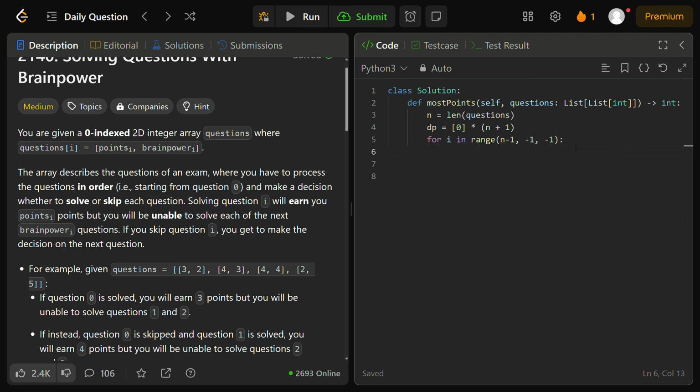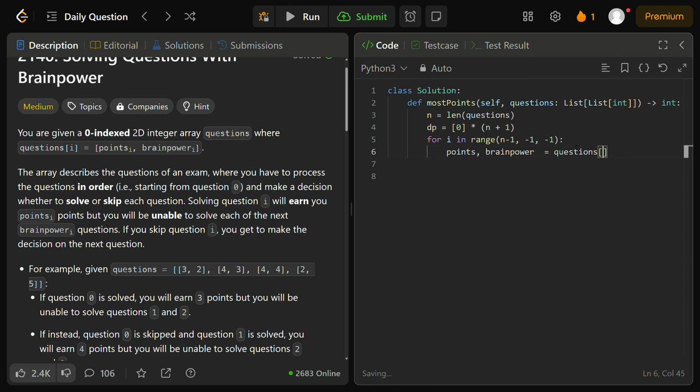Now, this is where we actually get the number of points and the number of indices we have to skip when we consider this index I. So the number of points and the brain power, in fact, I don't even need an underscore there, that's going to be questions at index I, right?